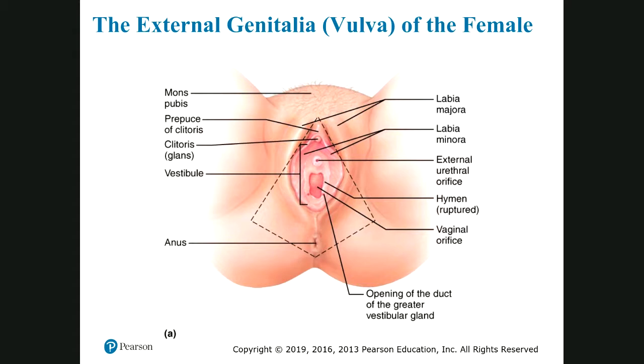which are skin folds that lie within the labia majora. The labia majora is covered with hair. As I said, it's a fatty skin fold. And the equivalent of it in the male is the scrotum. The equivalent for the labia majora is the scrotum.